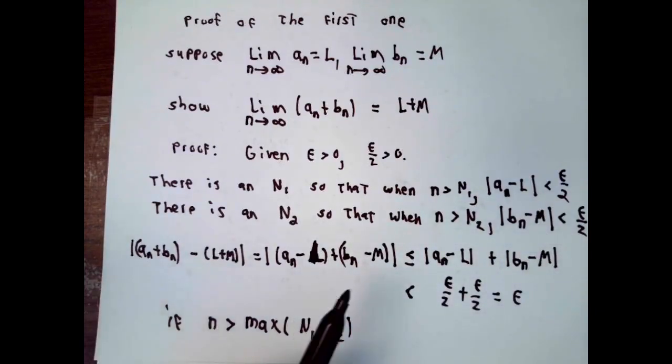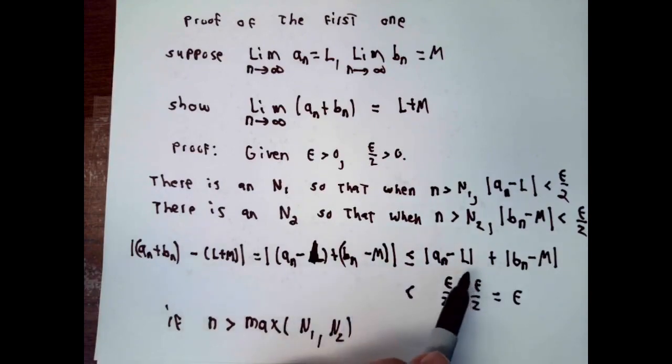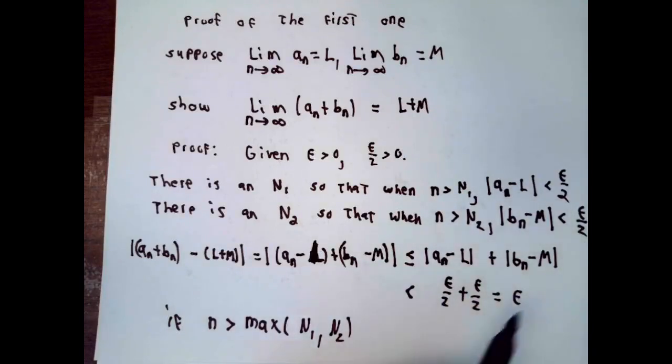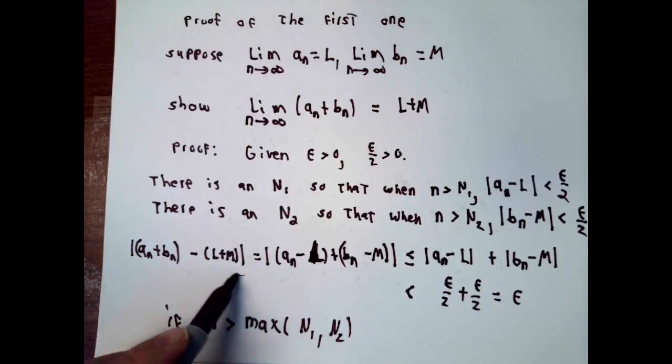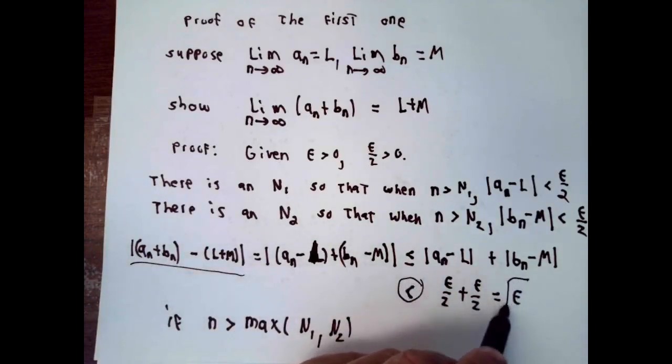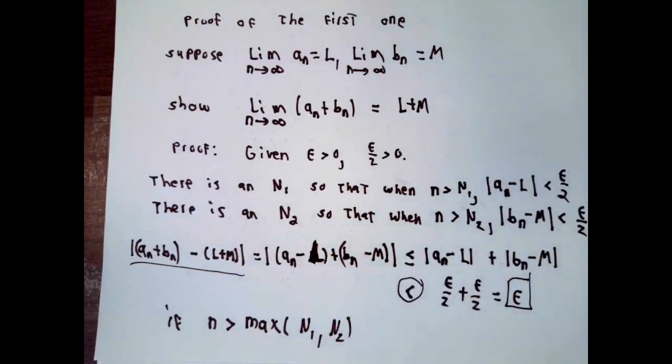So this, which equals that, which is less than or equal to that, will be less than epsilon over 2 plus epsilon over 2, which is epsilon. If n is the bigger of these two indexes, capital N1, capital N2, then this is less than epsilon, which is what I wanted to prove.